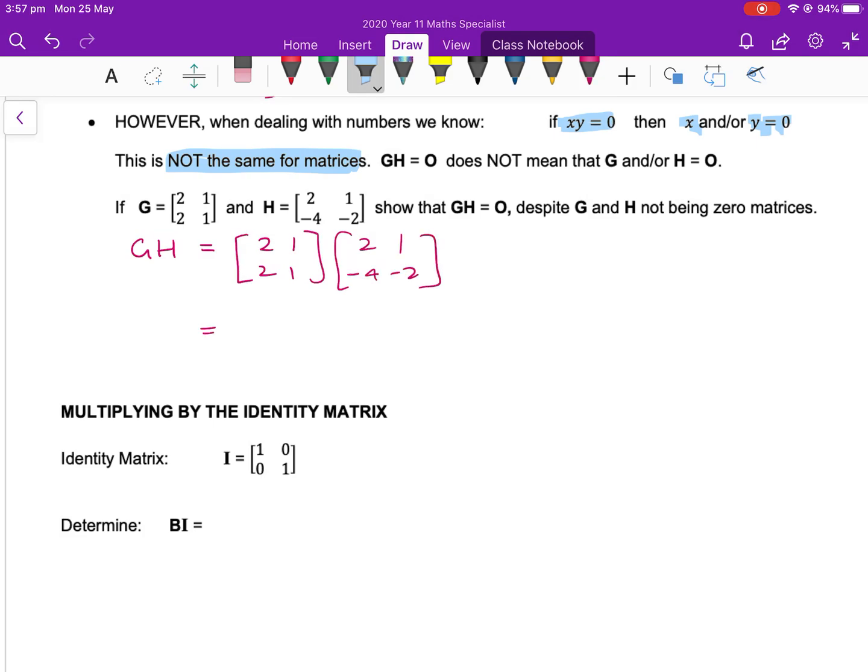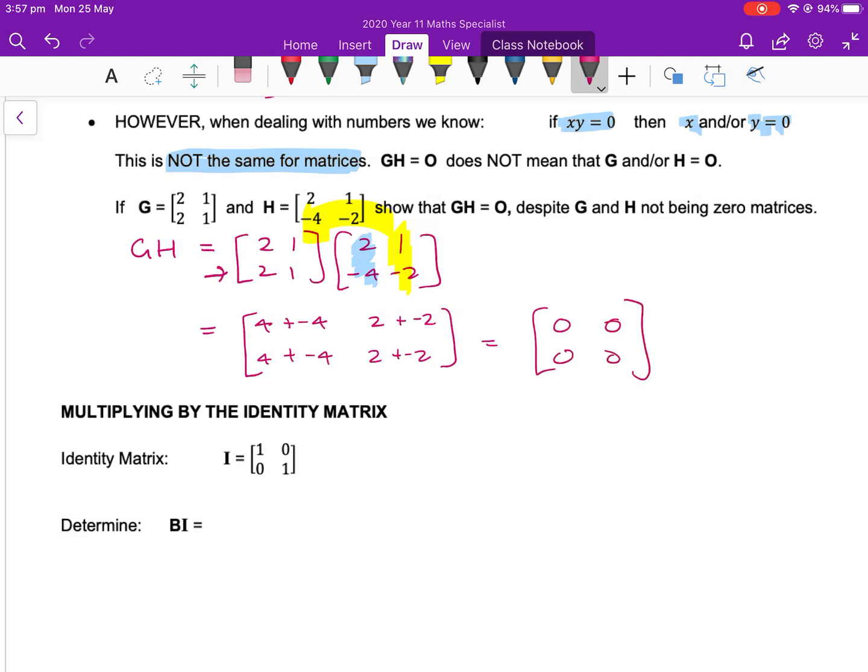So again, we're going to take that column and multiply that first. So we're going to get 2 times 2 is 4 and negative 4 times 1 is negative 4. Onto the second row, 2 times 2 is 4 and negative 4 times 1 is negative 4. Onto our second column, onto our rows. 1 times 2 is 2 and 1 times negative 2 is negative 2. 1 times 2 is 2 and negative 2 times 1 is also negative 2. And when we equate this, we get a 2 by 2 matrix that is a 0 matrix.